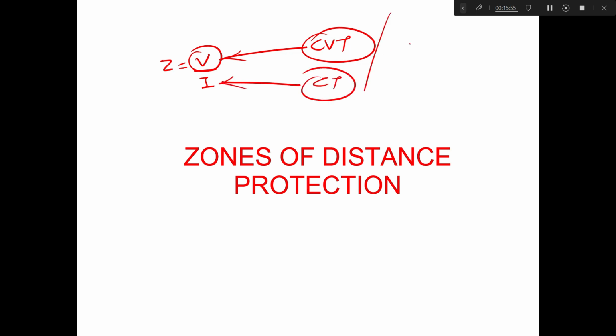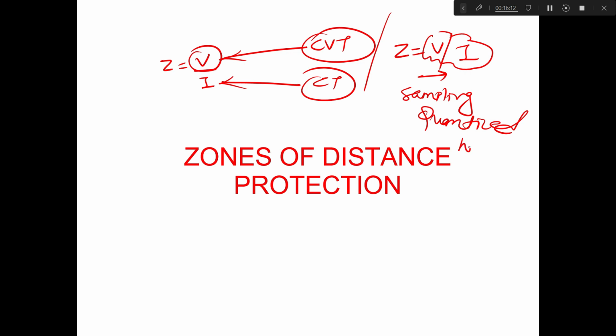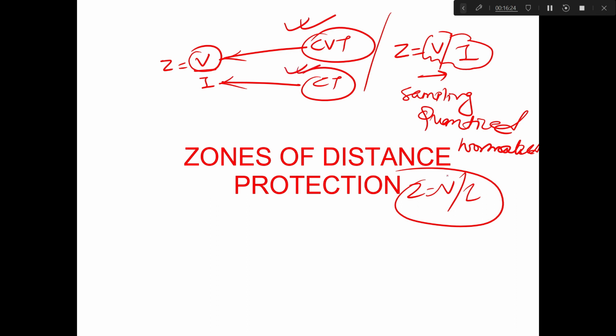Then the relay internal processor will calculate the Z, the ratio of voltage and current. Within this conversion, it uses sampling: the analog values are sampled, then quantized, and then normalized for digital nature. Then, using the A by D converter, it determines the magnitude of voltage and current, and finally it will calculate the V by I. So these three factors are the CVT, the CT, and the relay processor.